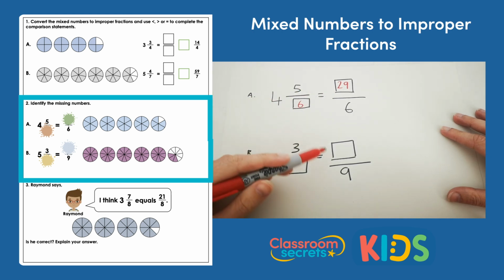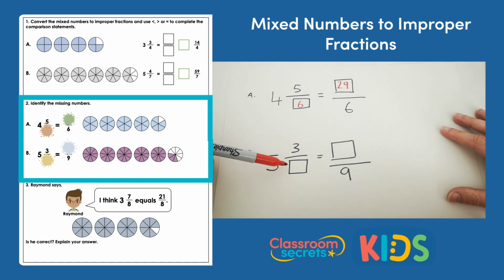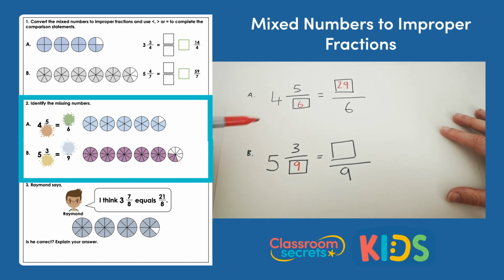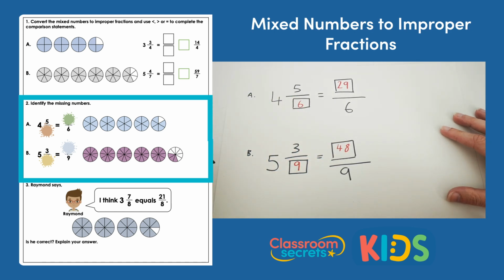Question B, we can apply the same logic again. We know that the denominator given in the improper fraction is 9, so it stands to reason that it should also be 9 in the mixed number. And if you look at your pictures, you can see that each of those circles is cut into 9 parts, so the denominator is 9. So we know we've got 5 and 3/9, and we have to make that into an improper fraction. So I'm going to multiply 5 and 9, which gives me 45. Add 3 is 48, to give me 48/9. And again, you can check your answer by counting each individual part on your sheet.